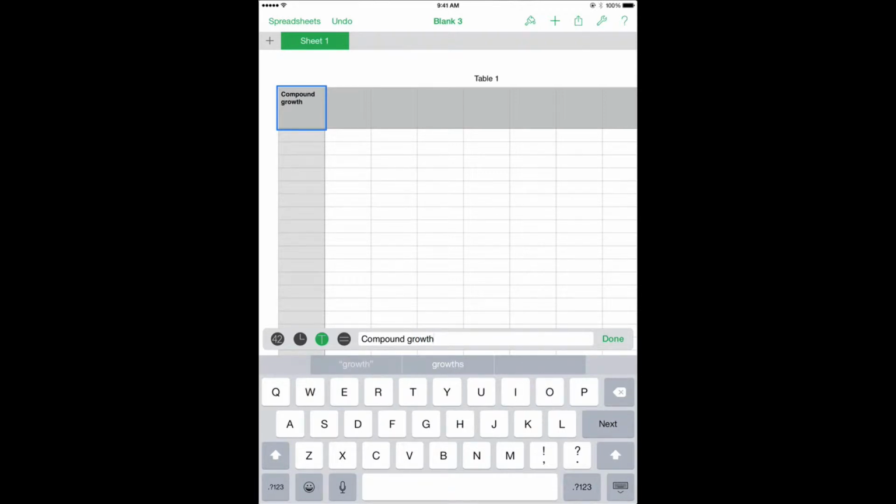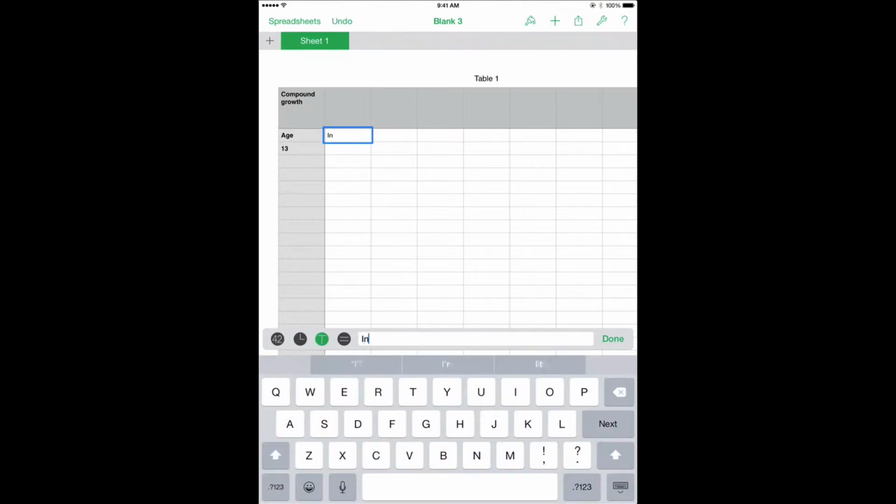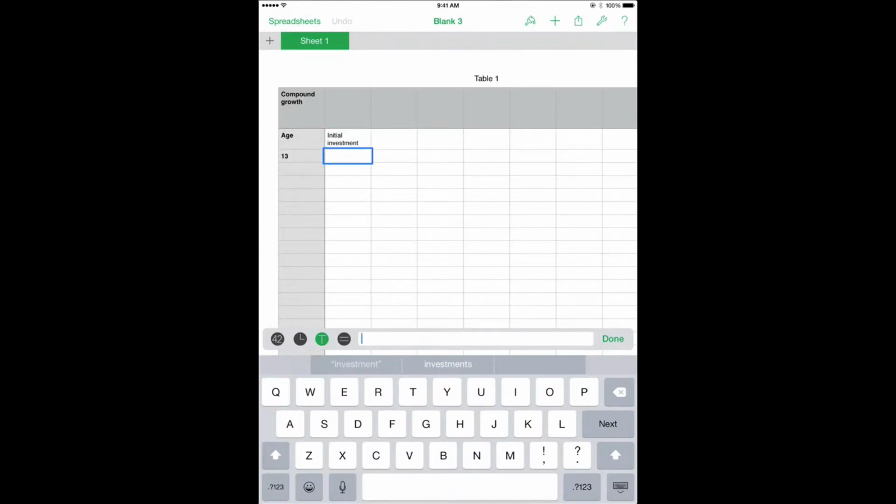Now, it's sort of complicated because there are a couple things that are going on. First of all, we have to know what year we're talking about, and we're just going to do this by your age. So assume you're 13 to start with. And let's assume you have some initial investment. Maybe somebody gave you some money. Maybe they gave you $100 for your birthday.